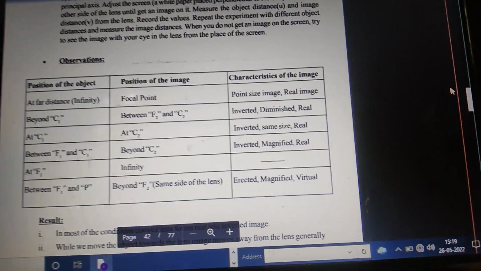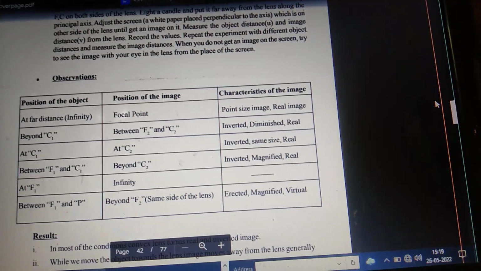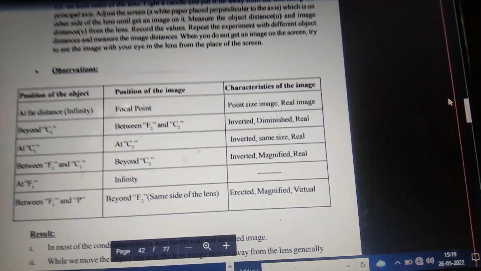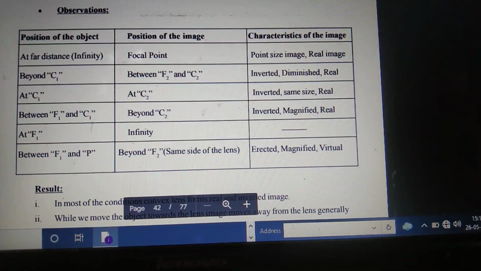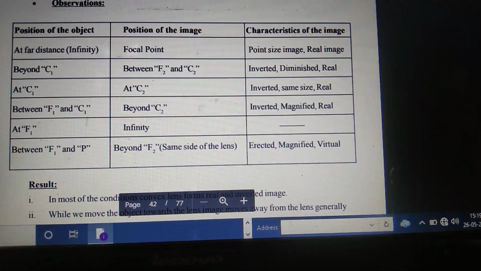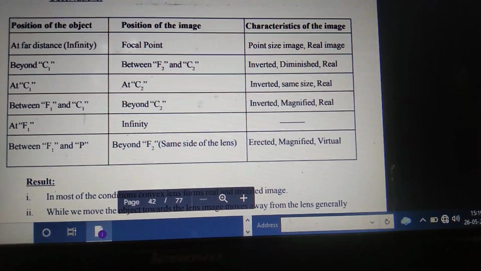So these are the observations. When we place an object at infinity, the image is formed at the focal point F. Characteristics of the image: point sized and real. When we place the object beyond the center of curvature, you will get the image between F2 and C, inverted, diminished and real.